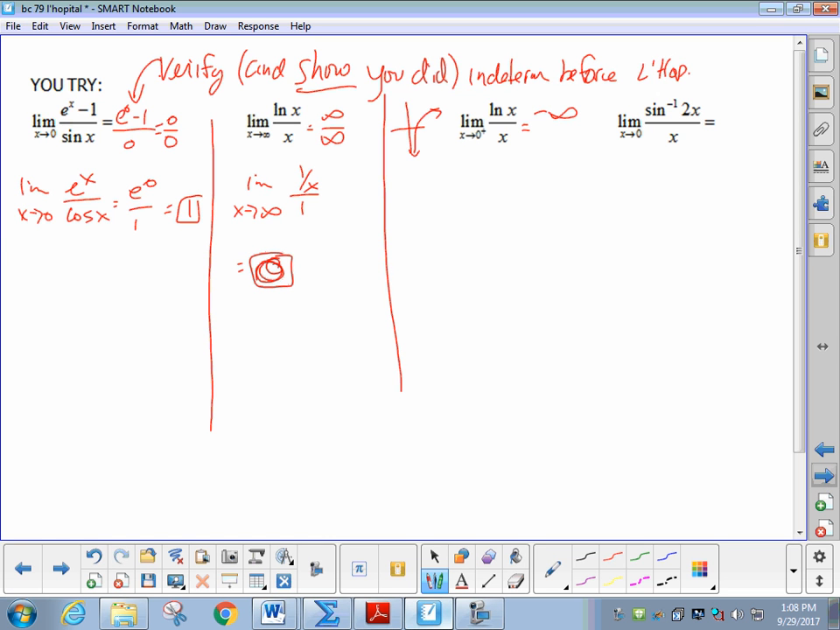Negative infinity. What does x go to? Positive 0. Okay, is that an indeterminate form? If I divide negative 1 billion by positive small, I wonder what it is. When you divide some huge number by a small number, you get a huge number. Is it infinity or negative infinity? Negative infinity. Negative huge divided by positive small is negative huge. It is not indeterminate. Do not use L'Hopital.